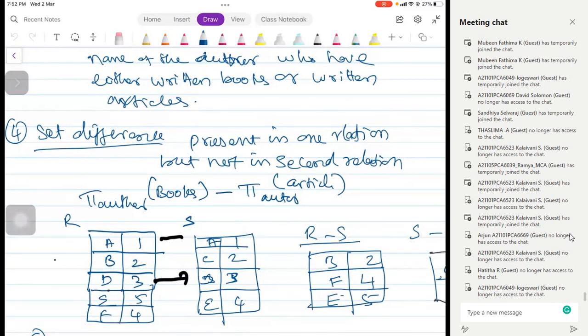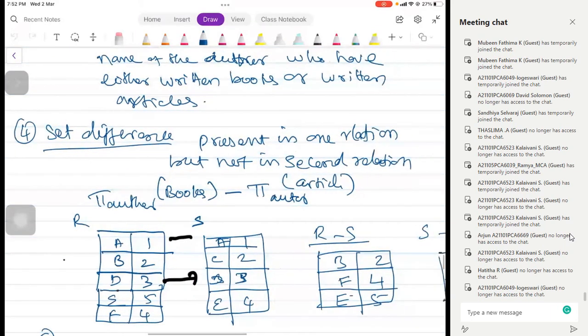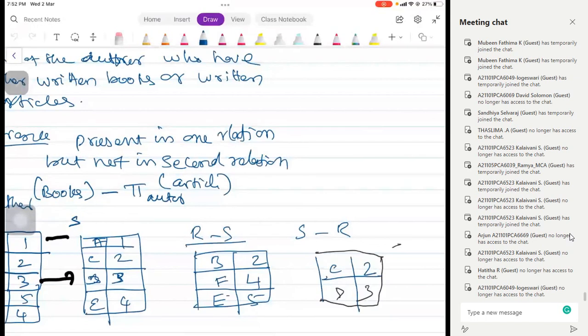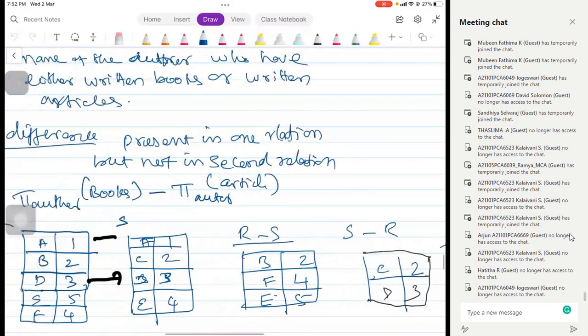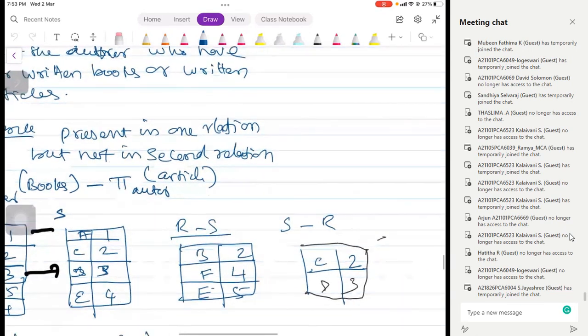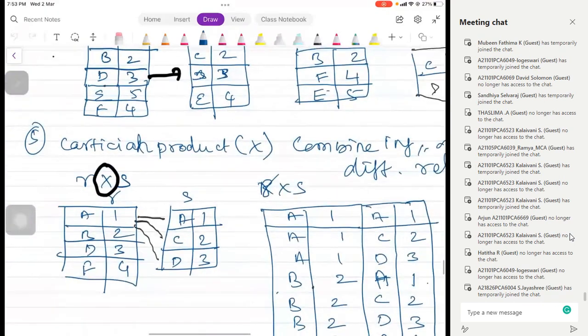4 1 2 3 4, but 3 is common in both. So other than the 2 that is common in both, the rest will be given as a result. Same thing, S minus R. C2 is not there and D3 is not there. E4 is already having E4. So S minus R means this is the set difference operation.